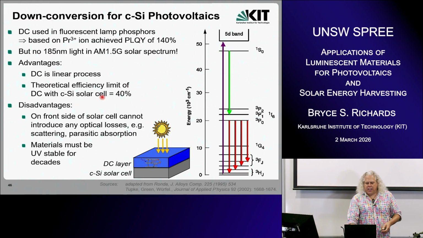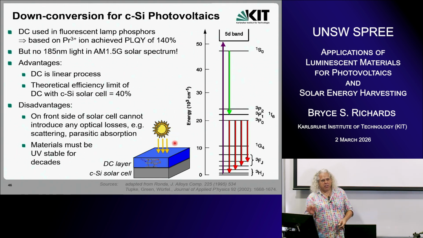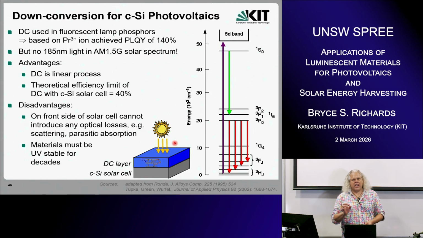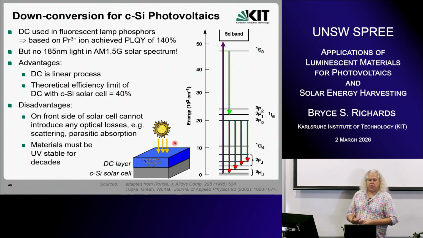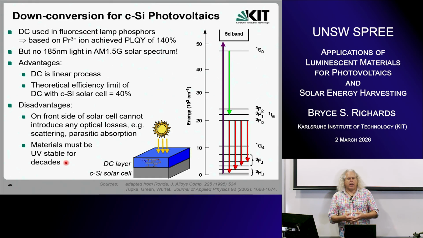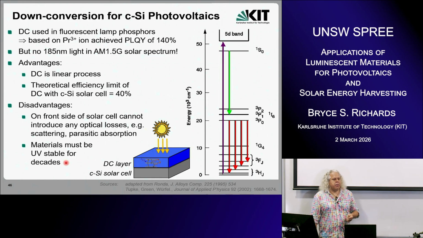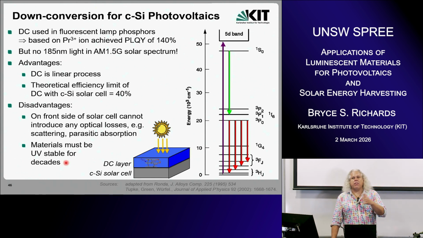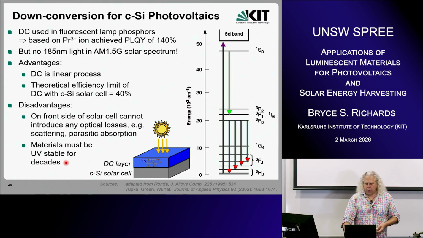So the disadvantages are, as most of you in this room will know, if you start to play around on the front side of a solar cell, you've got to be really careful. It's really easy to screw things up, and any kind of scattering or parasitic absorption that you introduce could easily make your solar cell worse. And the materials that you put on the front of the solar cell ideally should be stable for decades. Why? Because you all know that silicon PV panels are sold with 25, 30, even up to 40-year warranties now. So manufacturers do not want to take a risk when they put something on the front.